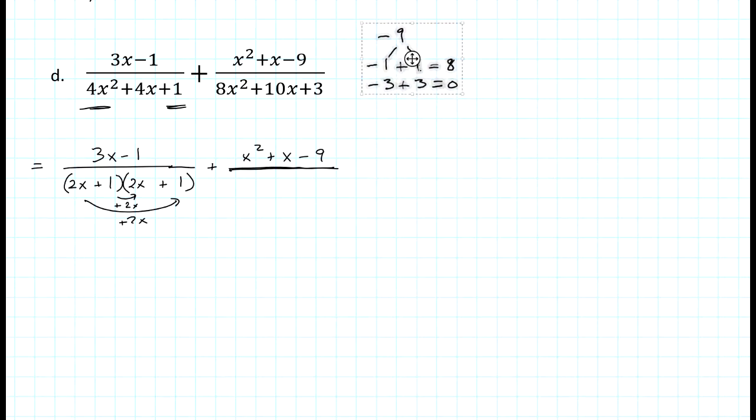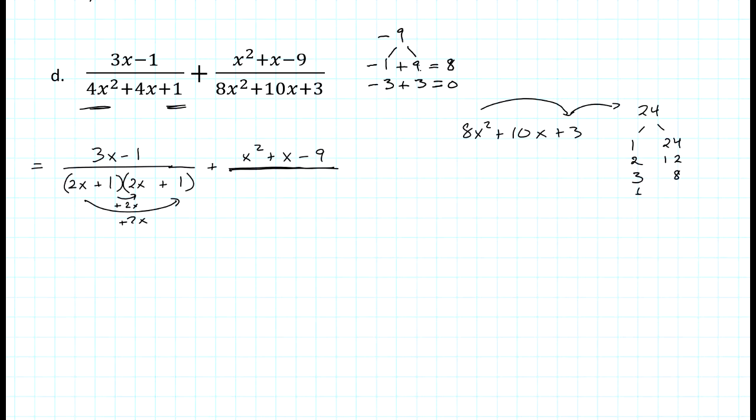Let's get that up there. So I'm going to go 8x squared plus 10x plus 3. I'm going to do 8 times 3 is 24. I'm going to look for two factors here. I'm going to do 1 and 24, or 2 and 12, or 3 and 8, or 4 and 6. These are different ways of multiplying to 24.